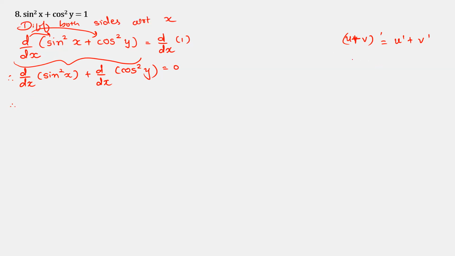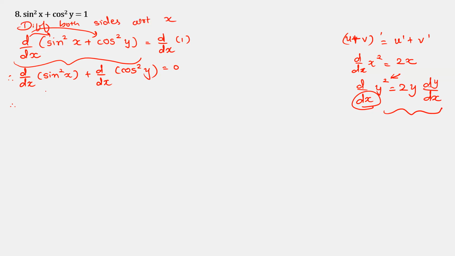Here we know that whenever we have some power, d by dx of x square is 2x. But suppose I have d by dx of y square. First of all you use the power rule, so it becomes 2y. But since you are differentiating with respect to x, you have to put dy by dx. That will be the answer. Right? Here also in a similar manner.